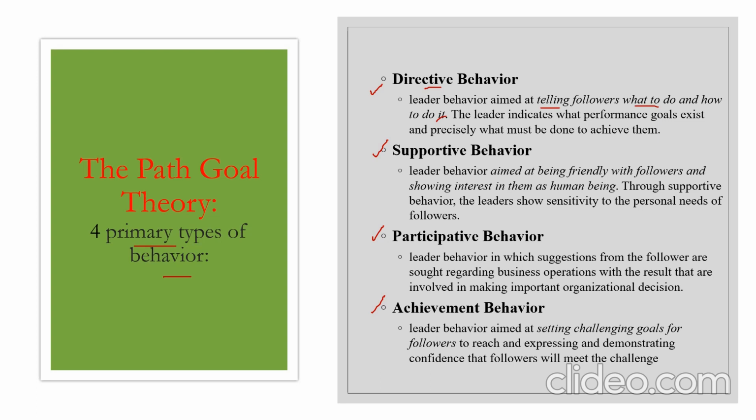The leader indicates what performance goals exist and precisely what must be done to achieve them. So in an easy way to understand directive behavior, it is similar to the telling style in Hersey and Blanchard life cycle theory, where the leader tells employees or directs employees on what to do. Leader ni bagi tahu employees dia ataupun followers dia apa perlu dibuat untuk nak siapkan kerja dia. Macam mana nak buat? How to do? When to do? Where to do? Those are actually the directive behavior.